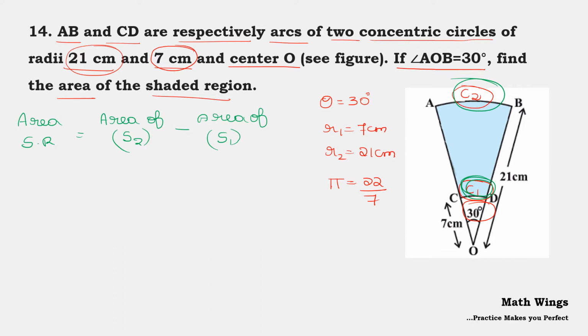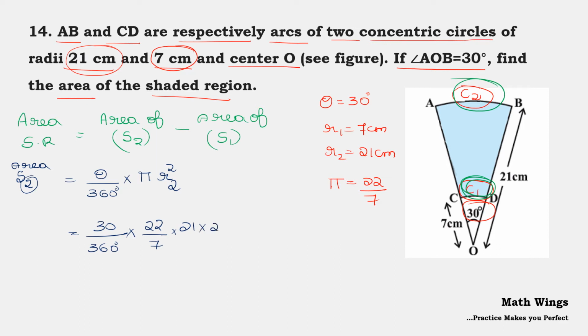Fine. So here what is the area of sector 2? I'll just name it as area of S2. So area of S2 is equal to theta by 360 degree into pi r square. So we are going to find the area of sector 2, that is we have to use R2 here, R2 square, which is equal to, theta is 30 degree over here, 30 by 360 degree into 22 by 7 into R2 square, that is 21 into 21. When we simplify, what will we get?